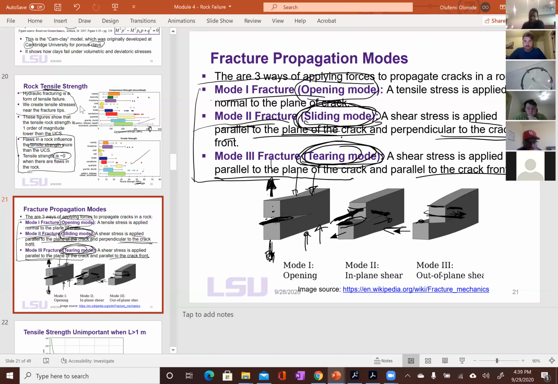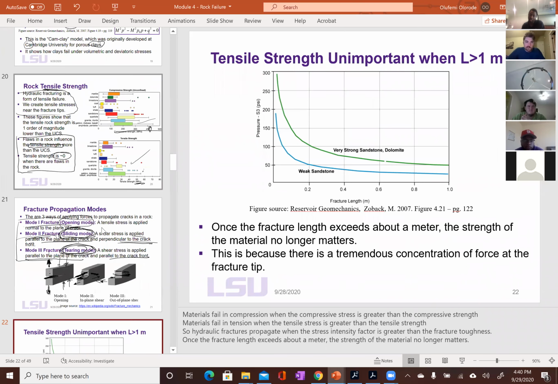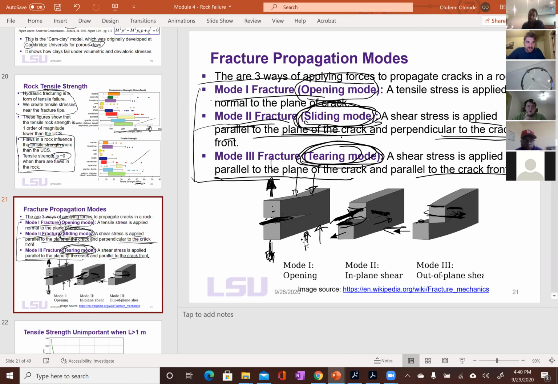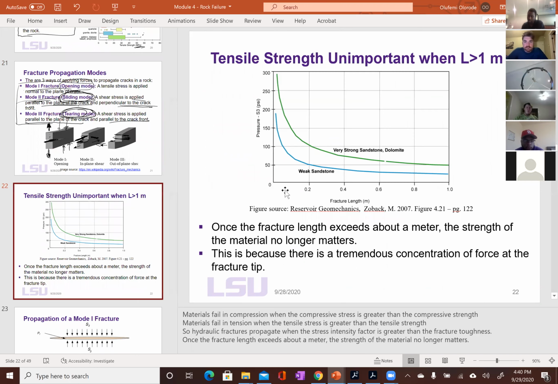And we focus on the one that borders on hydraulic fracturing, which is which mode? Hydraulic fracturing is which mode? Opening up, right? So mode 1. That's what we do in hydraulic fracturing. You're going to see a picture on the next slide after this. And this is the conversation we've been having since the beginning of the class: we just say, as long as the pressure exceeds S3, you have a fracture.